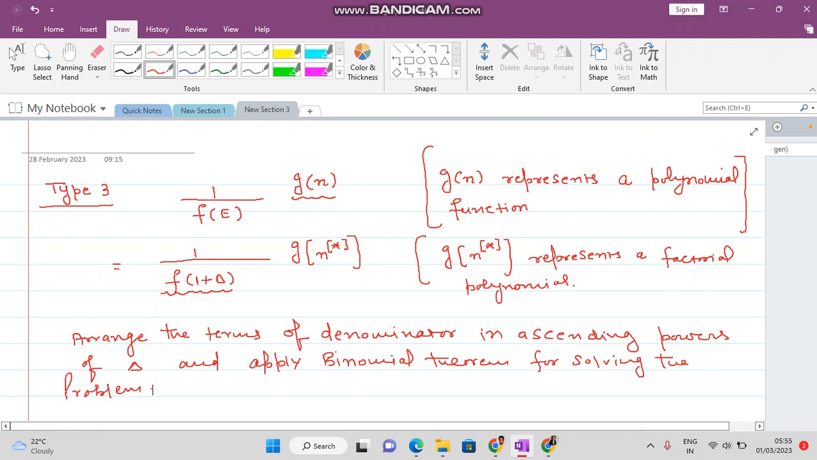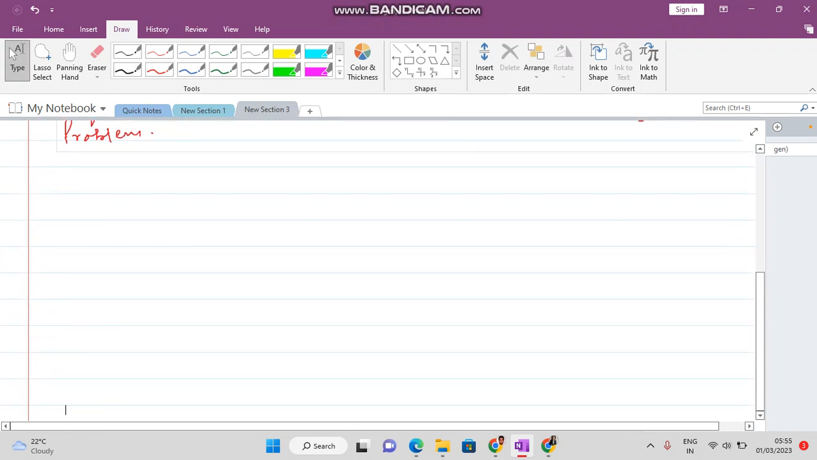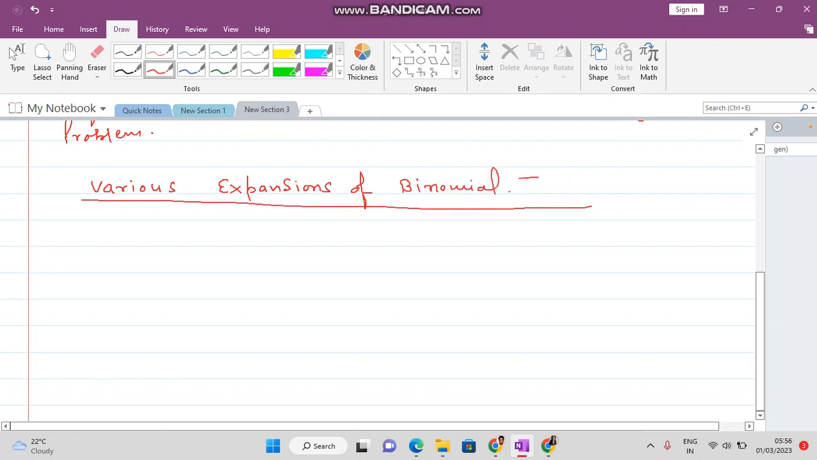Now next, with the binomial expansion, which will be used for solving the question, I will just tell you about those expansions. So, various expansions of the binomial theorem.